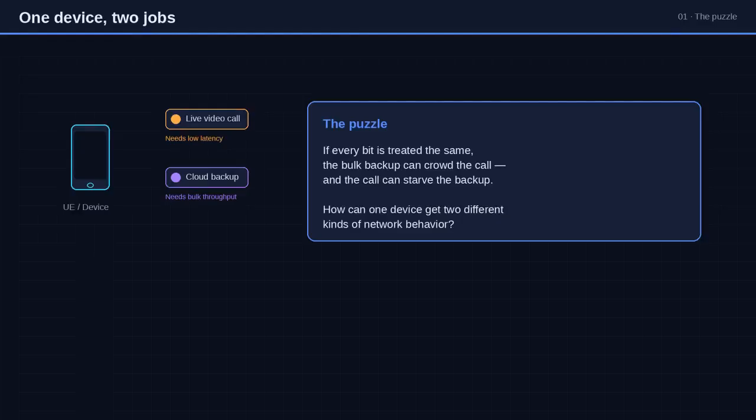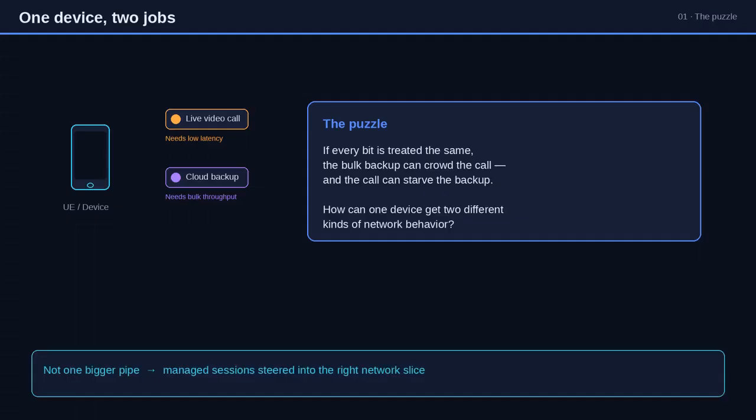Here's the puzzle. If the network treated every bit the same, the backup could crowd the call, and the call could starve the backup. So, how can one device get two different kinds of network behavior without melting into a single, undifferentiated stream? Keep that question in mind.